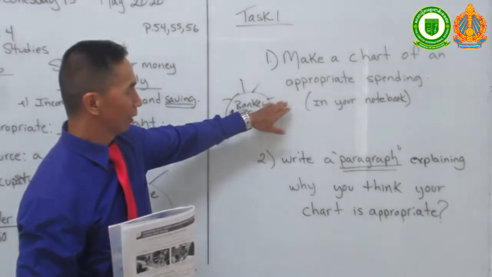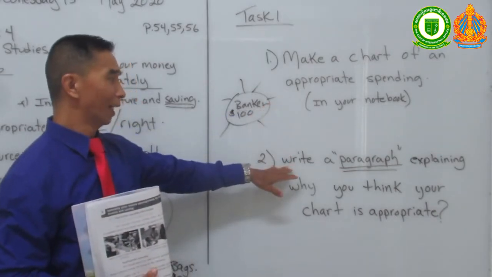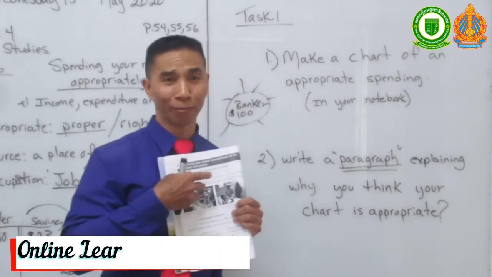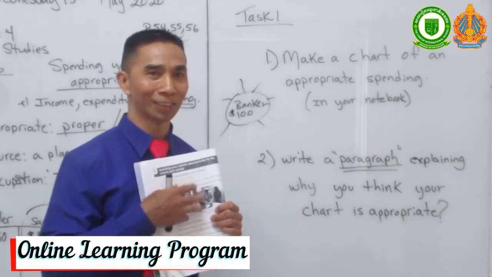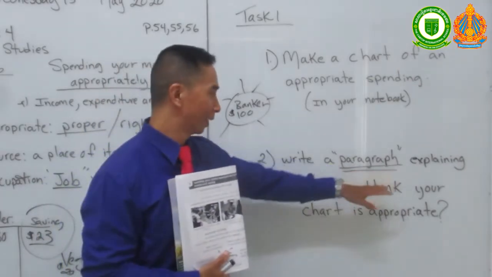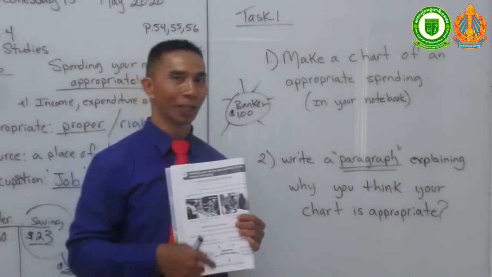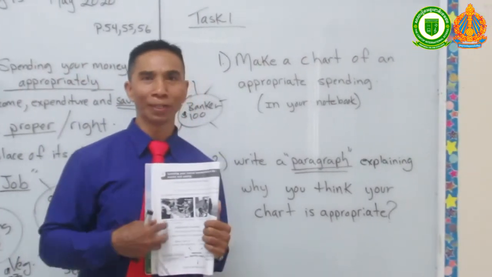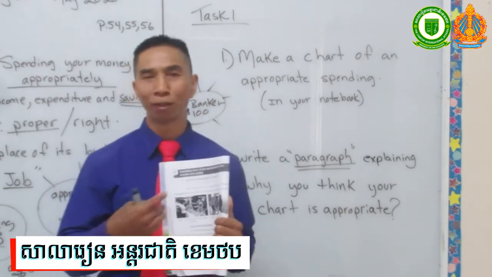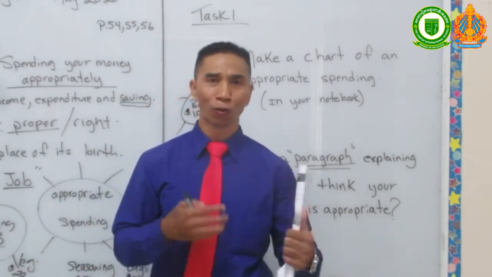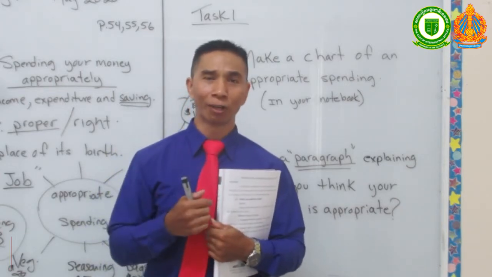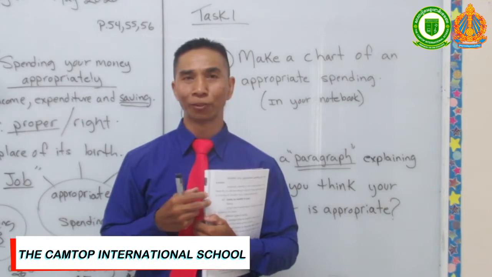After you make your charts, I want you to write a paragraph, not a sentence, a paragraph. A paragraph means 3 or more sentences. Make sure it almost fills up your book. Write a paragraph explaining why you think your chart is appropriate. You will be given 40 minutes to do this task because you will have to do some research and probably communicate back and forth with me. Once you finish your task, please forward it to my personal email or my personal telegram, then I will forward back to you your feedback.